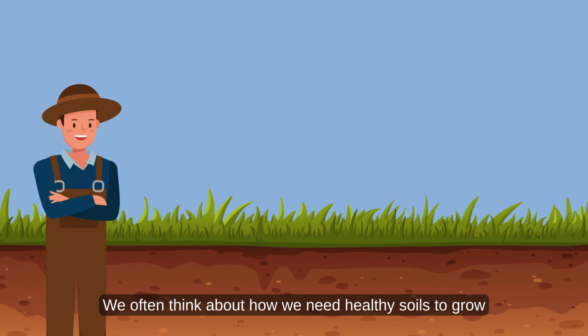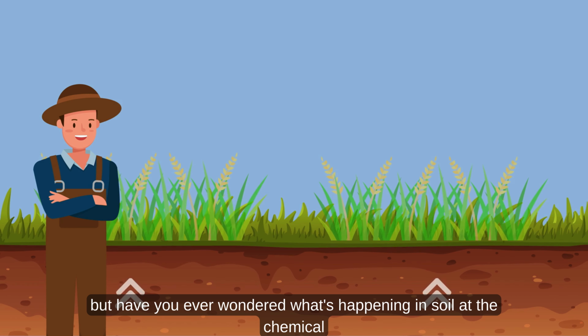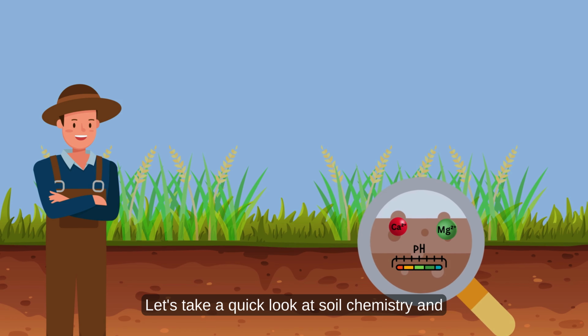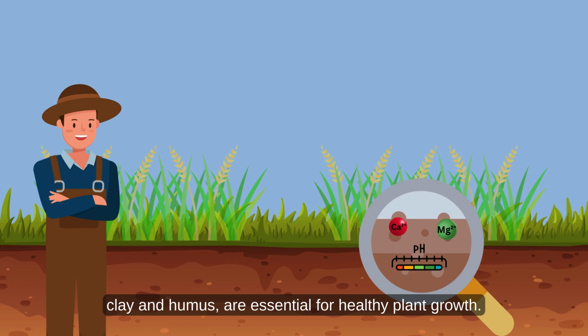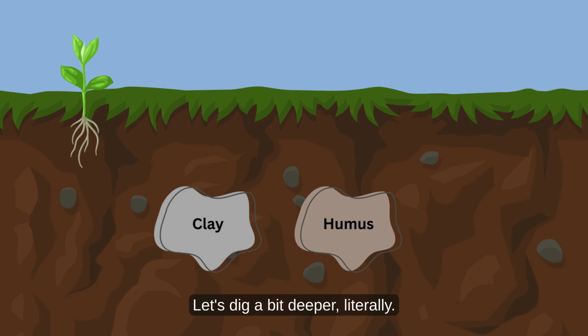We often think about how we need healthy soils to grow healthy crops, but have you ever wondered what's happening in soil at the chemical level? Let's take a quick look at soil chemistry and why two tiny soil components, clay and humus, are essential for healthy plant growth. Let's dig a bit deeper, literally.